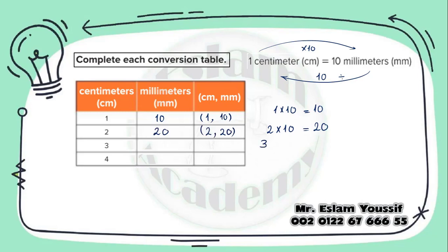Now 3. Just multiply 3 by 10. Put the 0 out. 3 times 1 will be equal to 3. And that will be equal to 30. So the ordered pair now will be 3 and 30. After that we have 4. 4 times 10, the answer now will be equal to 40. So for each 4 centimeters, it will be represented by 40 millimeters.